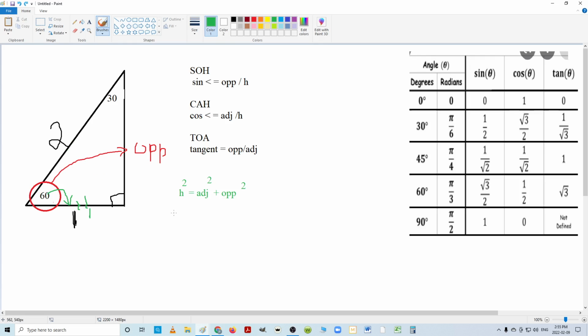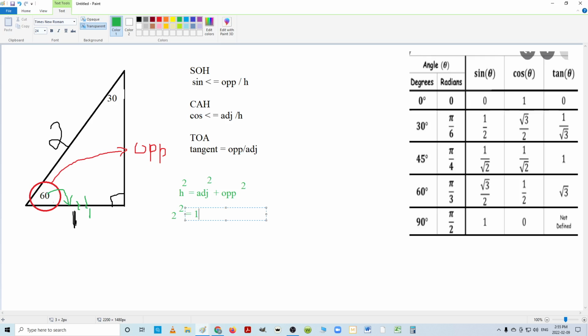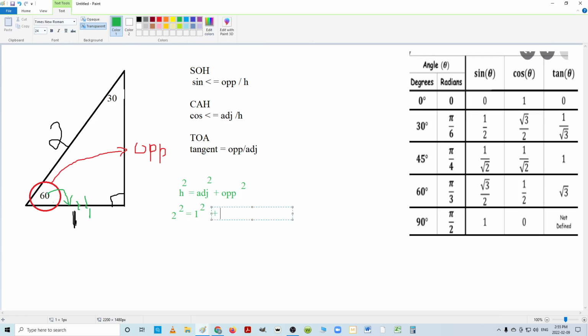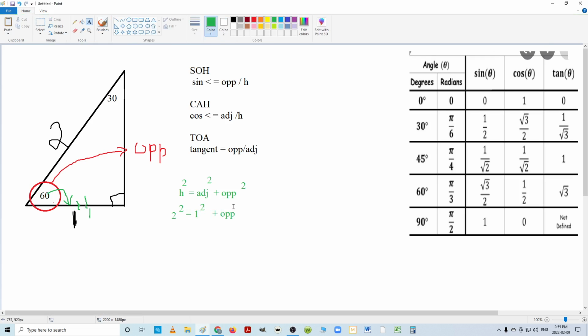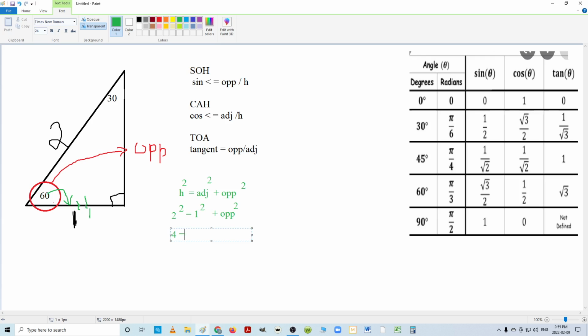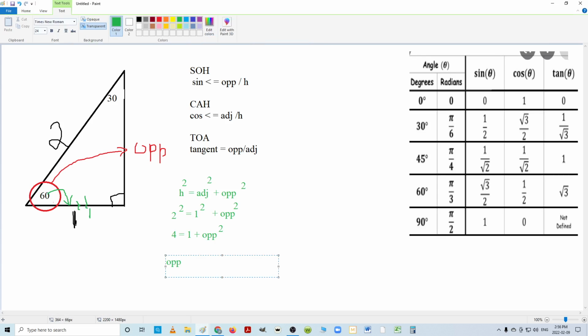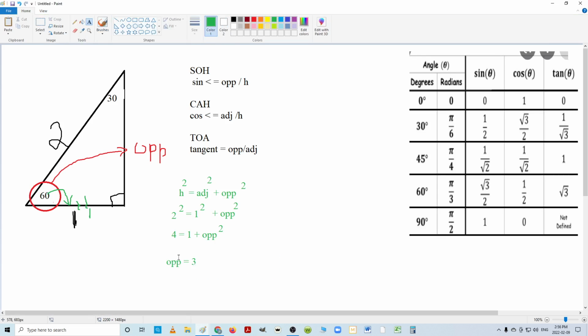So that means I've got 2 squared is equal to the adjacent, which is just 1 squared, which is just 1 really, plus the unknown, the thing I want to know. So I end up with 4 is equal to 1 plus the opposite squared. If I use my algebra and I isolate my opposite squared, I get my opposite squared is equal to 3.